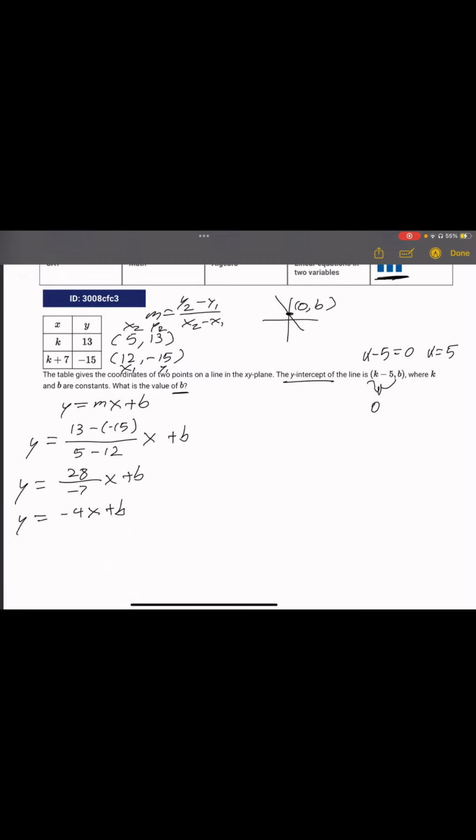Now, we still don't have our b value, even though we just did all of that work. So what we need to do now is plug in one of our given points to solve for b. Because if we plug in for y and x, all we're left with are constants, and we can solve for b.